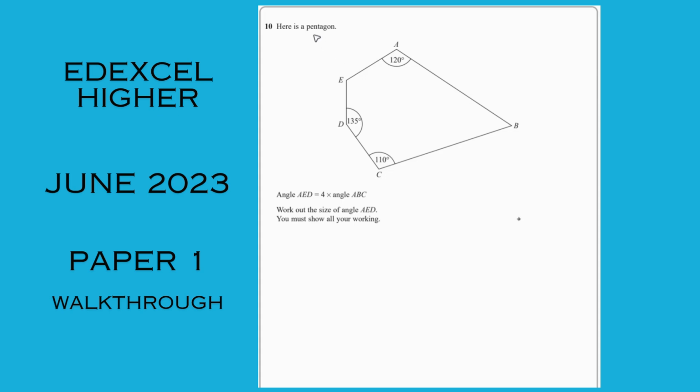So number 10, we've got angles in a pentagon. So let's not forget, triangle is 180, quadrilateral is 360. These are 540. It tells you that ABC must be multiplied by 4 to get AED. So we call that x. We call that 4x. We've got 5 x's. 100, 200, 300, and 20, and 30, and 65.